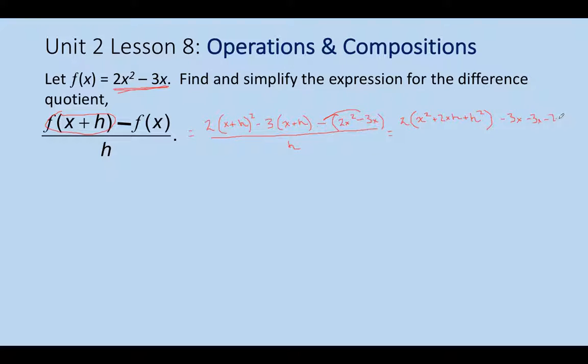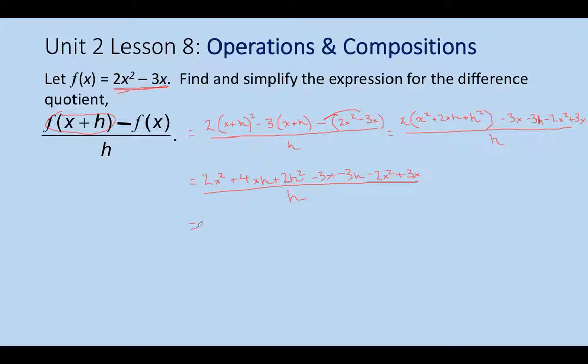That'll give me minus 2x squared plus 3x. I believe this is supposed to be an h. All right, and then all of this divided by h. Moving on, I'm going to distribute that 2 across. So I've got 2x squared plus 4xh plus 2h squared, and then again minus 3x minus 3h minus 2x squared plus 3x. All of this divided by h.